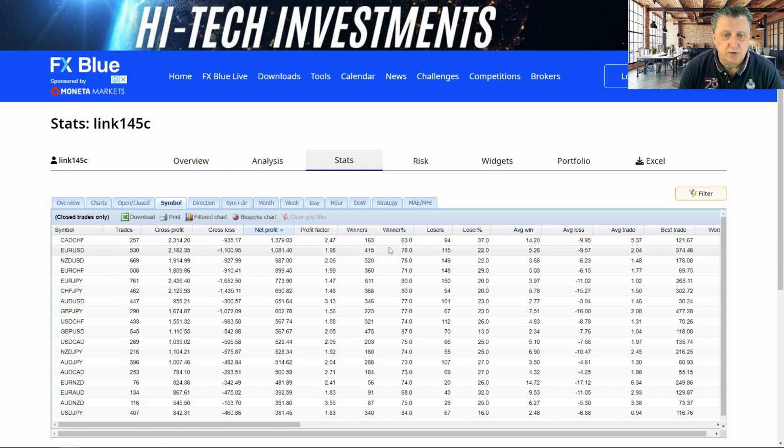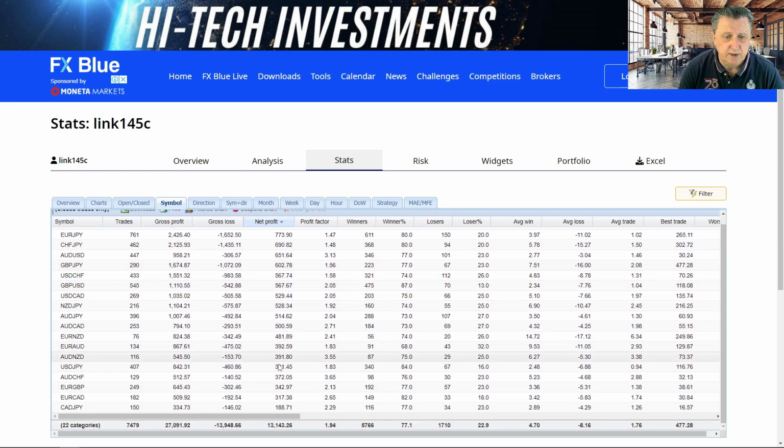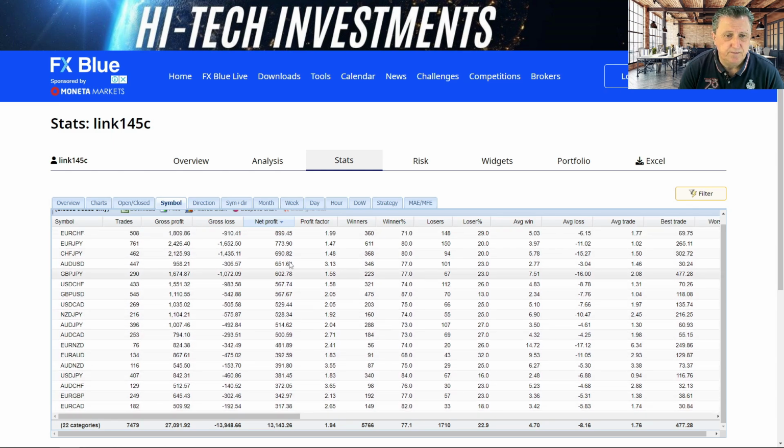And if we have a look at some of the percentage winners, you'll see that they're actually not matching up. Actually, 63% is quite low for the CAD Swiss francs, but on the net profit side it's doing a lot better than the other ones. If we see who ends up at the bottom, the CAD Japanese only made 188. So every single currency pair is actually making money. That is good to see.